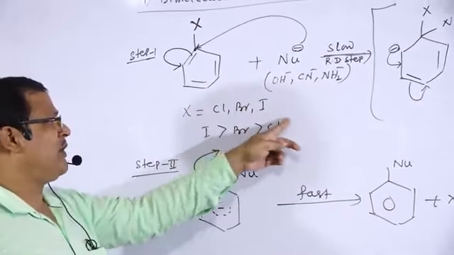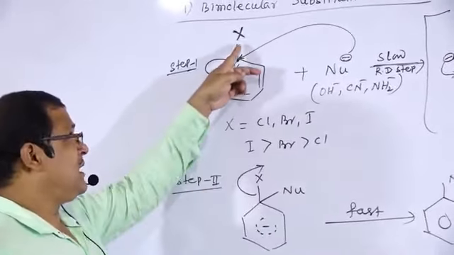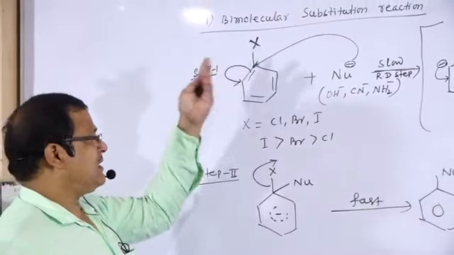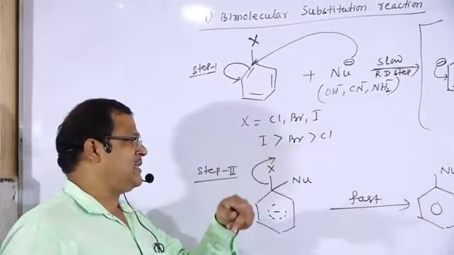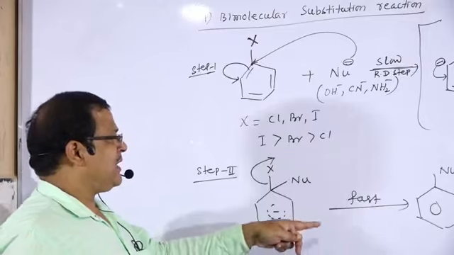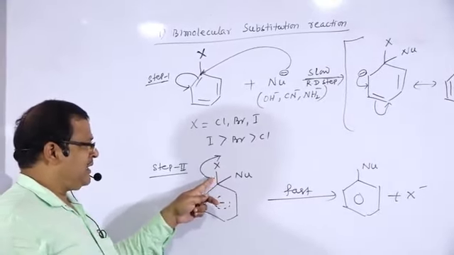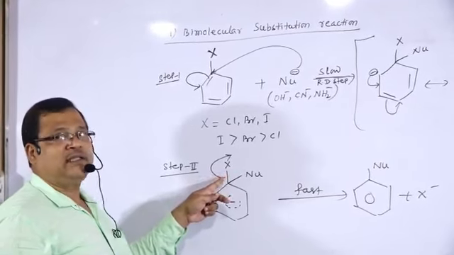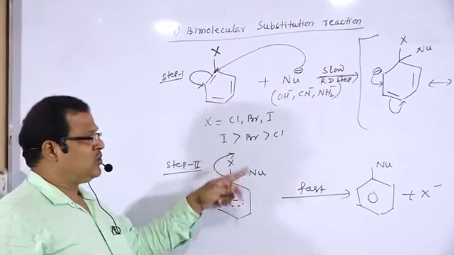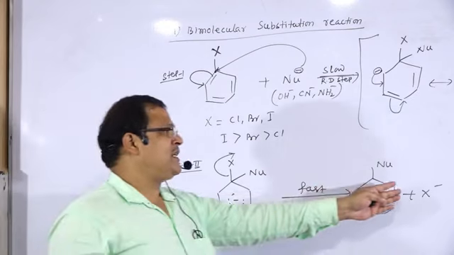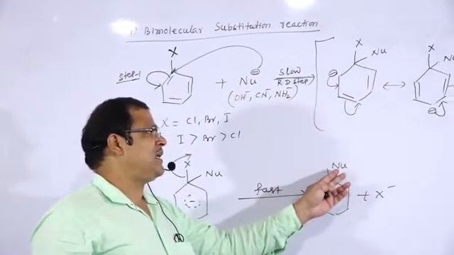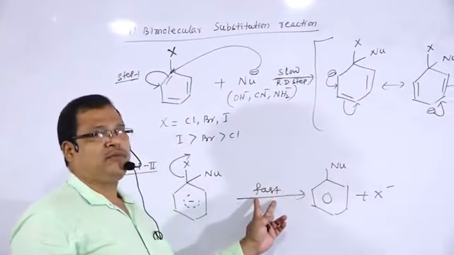And this is the order of removal of this group, how the X atom is removed: I greater than Br greater than Cl. And in the second step, the X atom is removed in the form of X minus by taking this bond pair of electrons. So the X atom is replaced by the nucleophile. This is the first step.